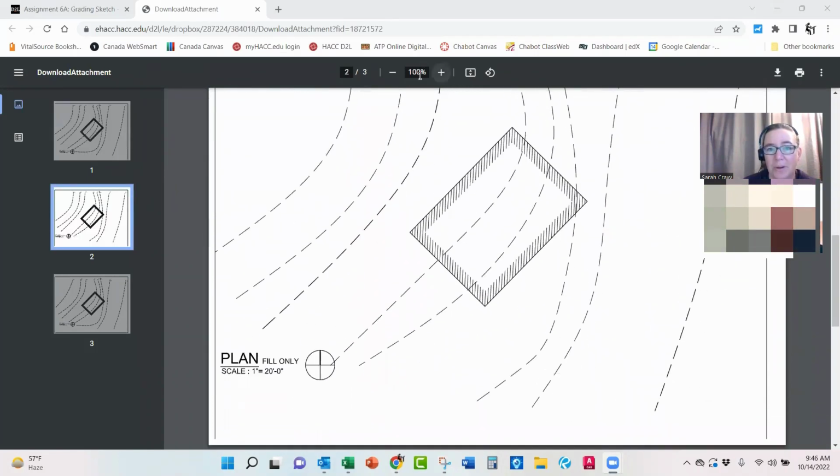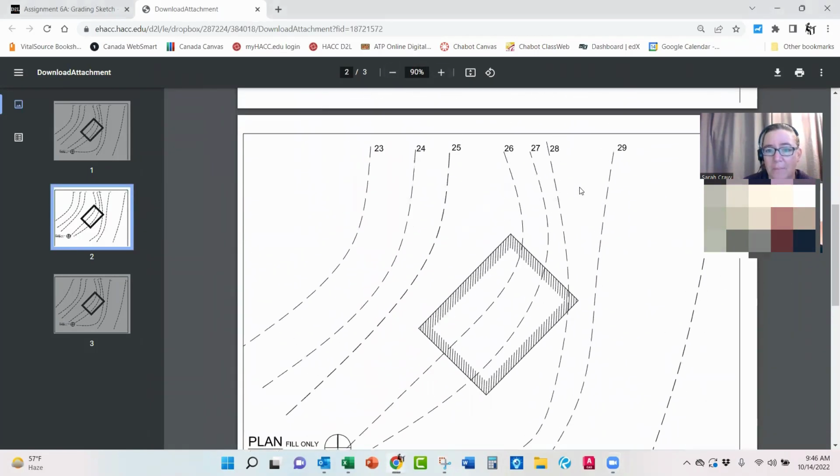So this is the same picture, but now fill only. Tell me, given this, it's the same situation, but now you're going to fill. So basically your contour lines are going to move off to the downhill side of your building. What finish elevation would you set for this project, knowing that it is fill only and you can't have any cut? I can't have any cut.